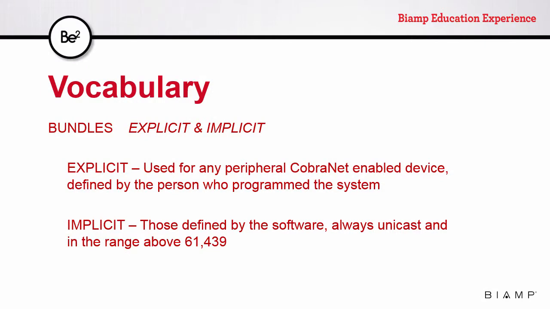The other category of bundle is what we call implicit CobraNet. These are unicast bundles that the software compiler automatically defines for CobraNet between AudioFlex units. Those are the bundles above 61,439. They are represented by dotted blue lines in the software. So when you see those blue lines in the design, you know they represent audio traveling between Audias over the implicit CobraNet network.